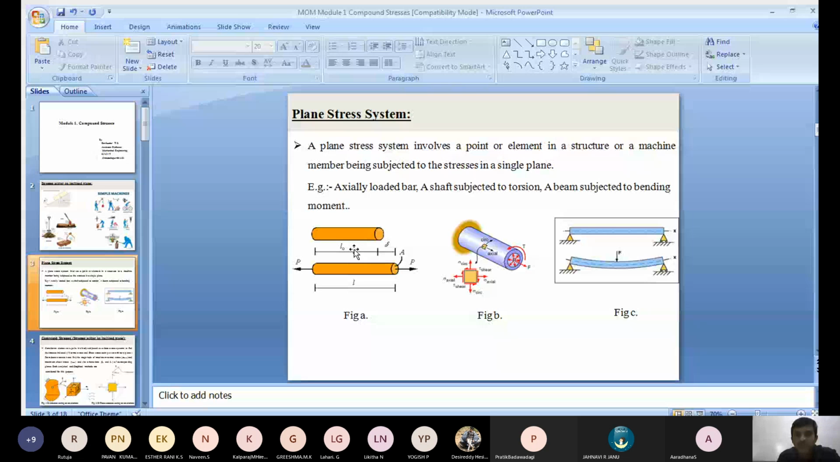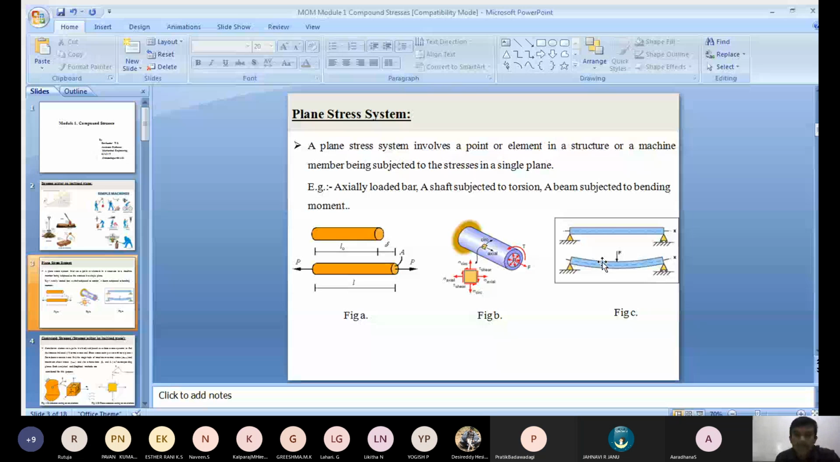These are some of the examples. You can see a torsion bar or the bending of a beam. Those are subject to how many stresses? Two stresses, right? Two or more stresses act in the torsion bar. Only two stresses are acting in the bending of a beam. Okay. Next, this is also called compound stresses or the stresses acting on an inclined plane.